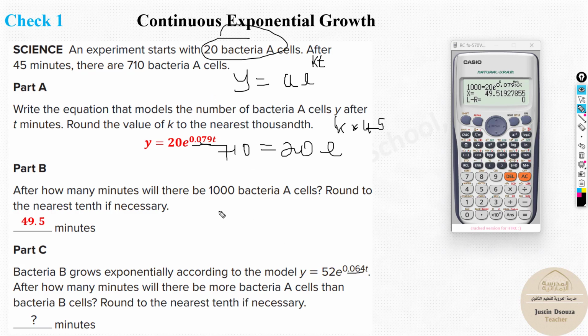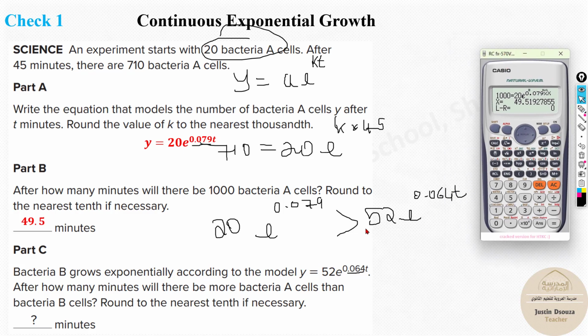So what you need to do is, whatever this equation is, 20e^0.079t, when will it be greater than 52e^0.064t? We did the same thing in the last problem as well, but the values were different. So now we have to just solve this one. I will directly use the calculator because we have done the same method. You have to just take natural logarithm on both the sides and solve.